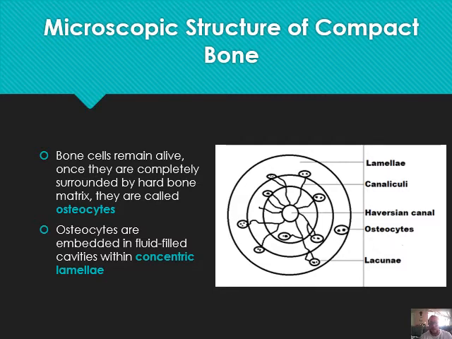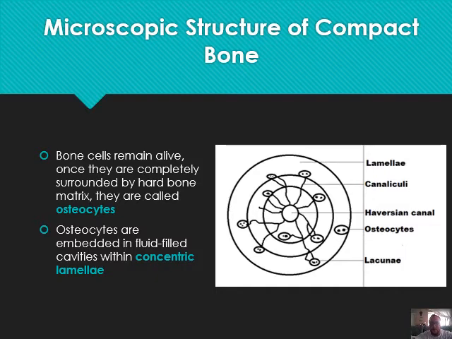So bone cells remain alive once they are completely surrounded by hard bone matrix, and they are called osteocytes. Osteocytes are embedded in fluid-filled cavities with concentric lamella. What is the fluid-filled cavity called again? Yes? No one? Okay. Remember, they are called the lacuna.